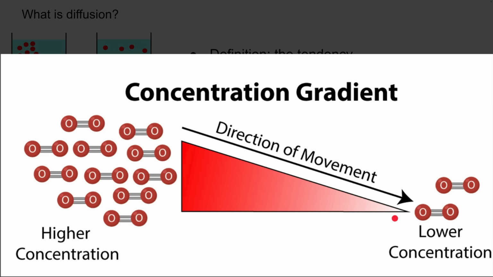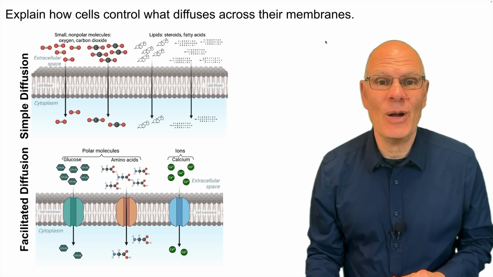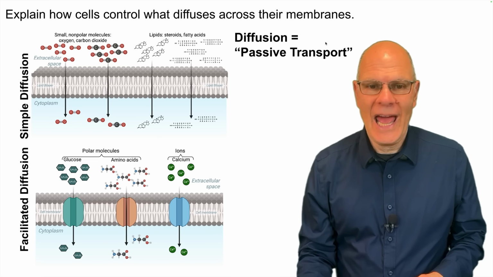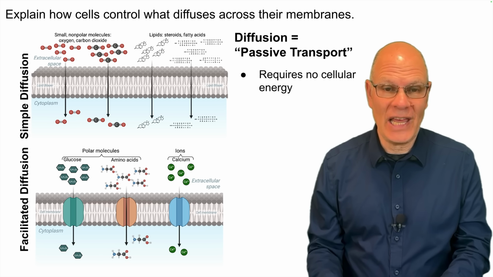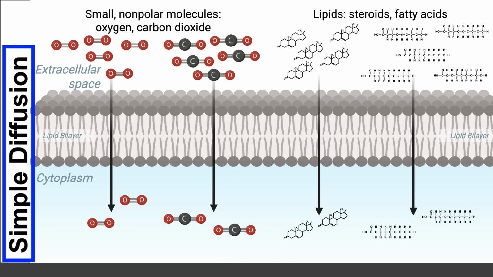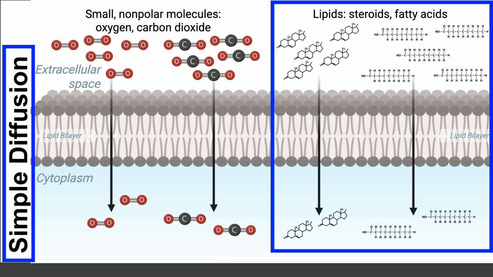concentration to lower concentration. Explain how cells control what diffuses across their membranes. Diffusion is called passive transport, and that's because it requires no cellular energy. There are 2 forms. The first is simple diffusion across the phospholipid bilayer. That's what's shown here. There are 2 things that can do simple diffusion. The first are any small non-polar molecules such as oxygen, nitrogen, carbon dioxide. The second are non-polar substances such as steroid hormones.